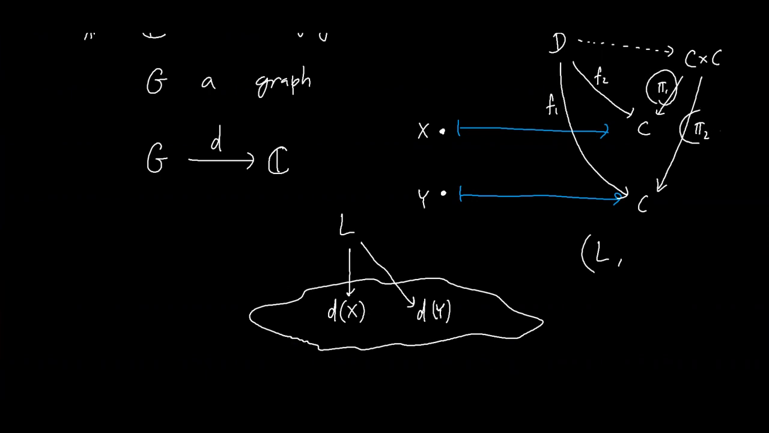Here you see pi 1 and pi 2 are different from each other, even though they have the same codomain. So pi 1 and pi 2 are not indexed by C, because then it would be pi C in both cases, they would be equal. They're rather indexed by X and Y. So I want a family of these maps. I'm going to call them pi X, pi Y. So a family of pi X's, where X is an element of G. And each pi X is a morphism from L to D of X.